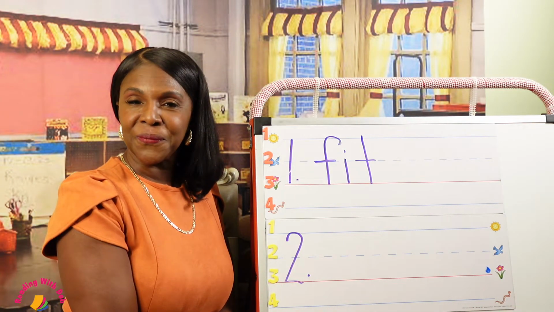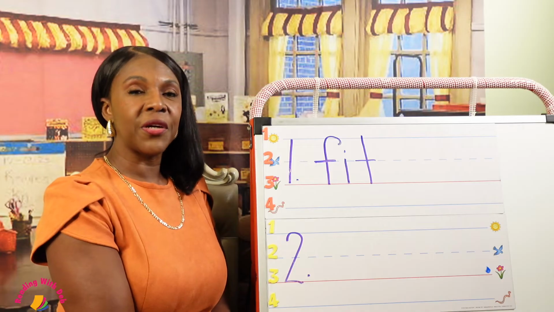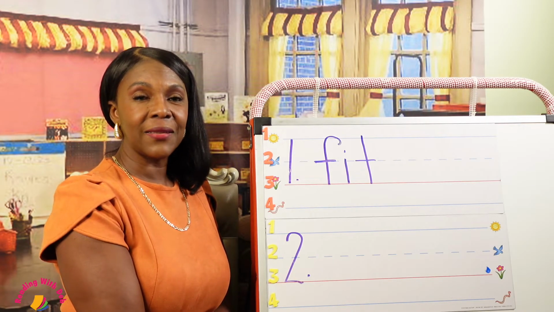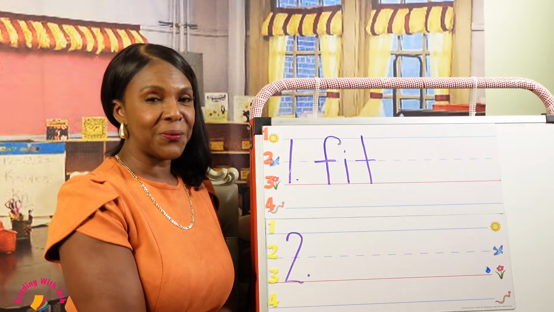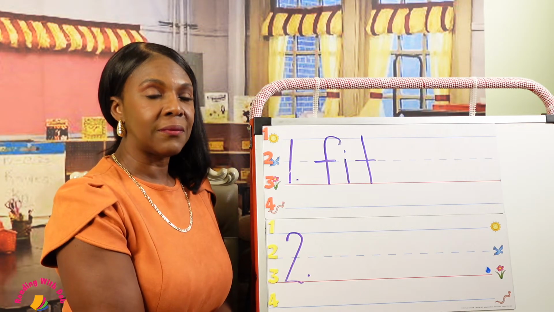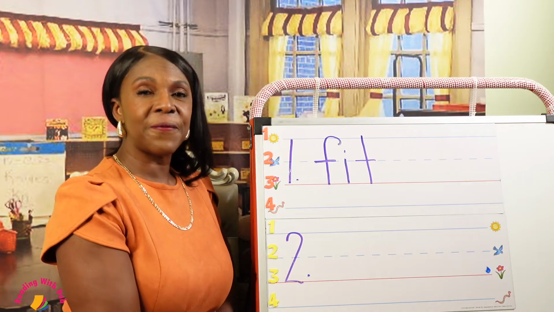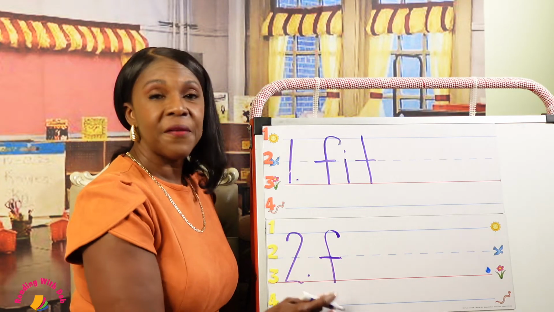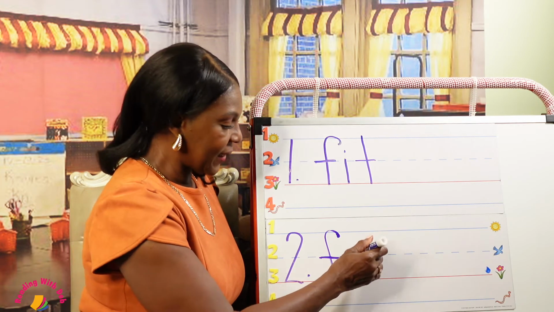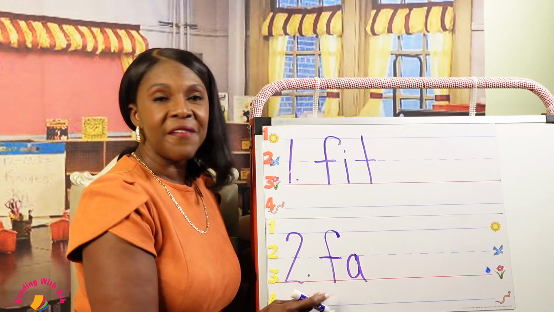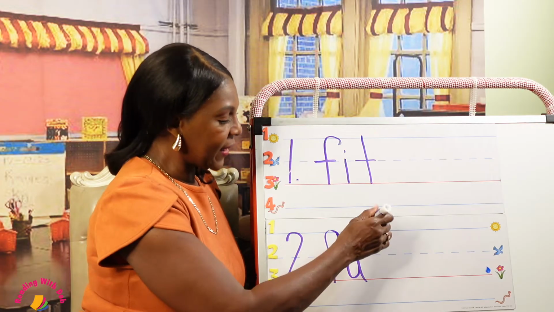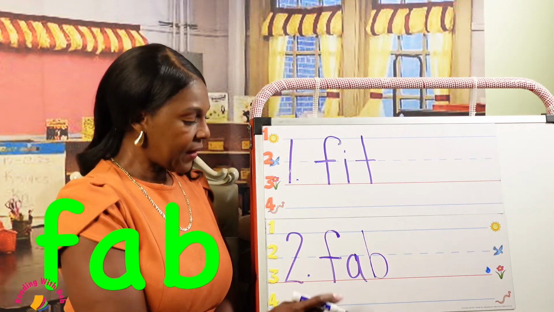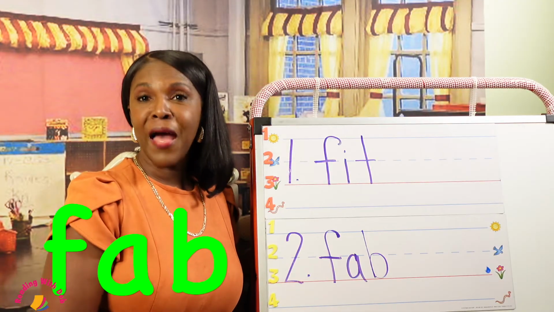Number 2. Repeat and then write before I do. Fab. I hear that's F. Fa, that's A. Fab, that's the B. How do we spell fab? F-A-B. Fab.